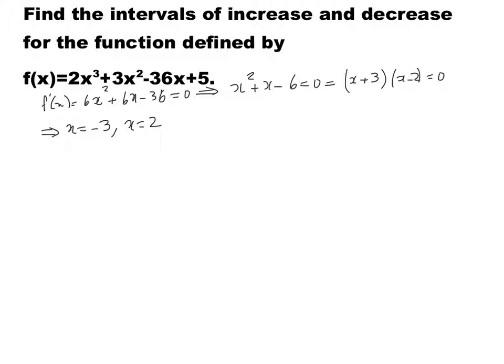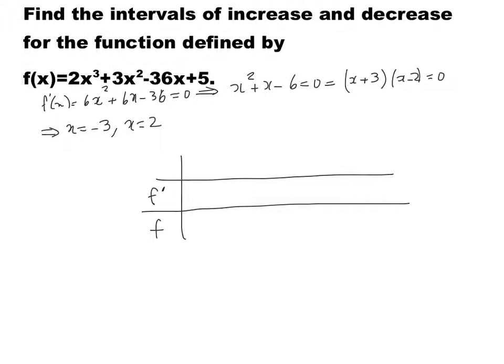Now to find the intervals, I'm going to use a table like the one I'm going to show down here. One row I'm going to label f prime, the other row f. Now I'm going to put these values, x equals negative 3 and x equals 2. Now x can be less than negative 3, x can be between negative 3 and 2, and x can be greater than 2.